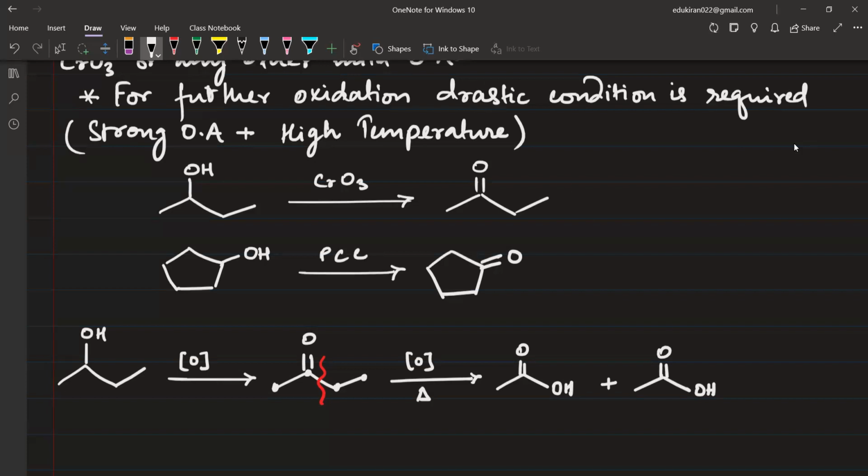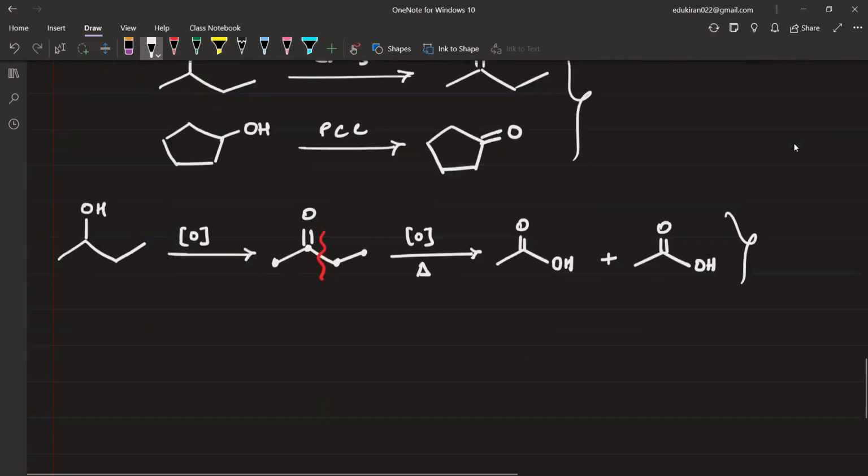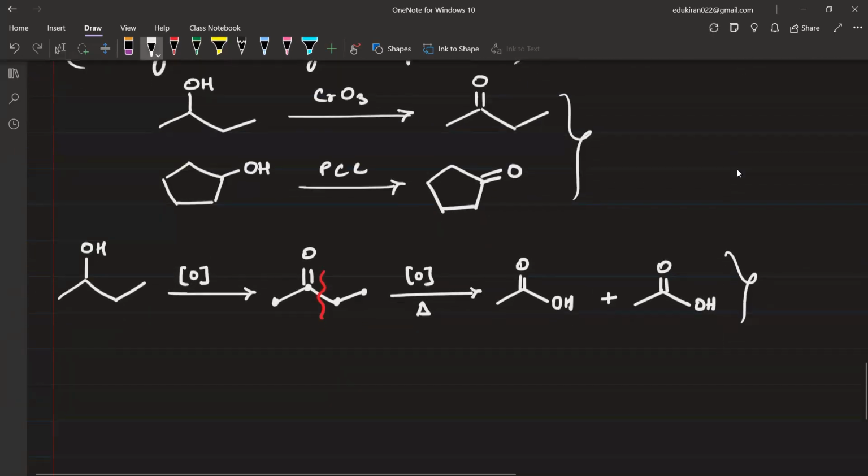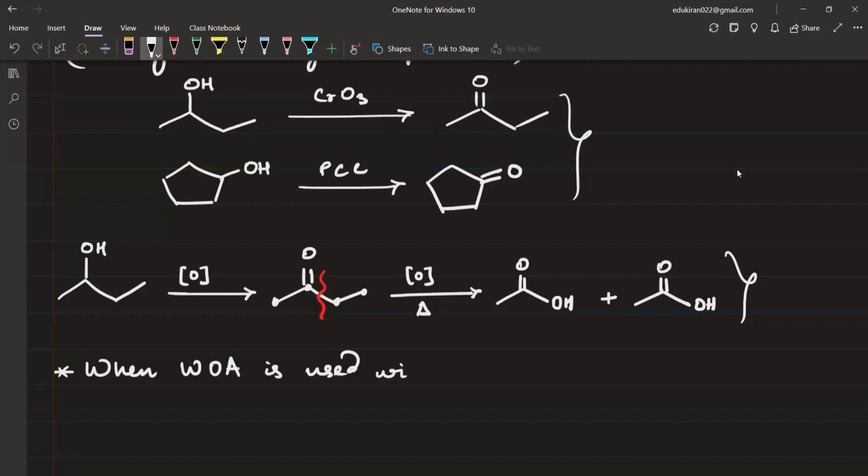If you see here, the number of carbon atoms are same, right? But if you see here, the number of carbon atoms are decreased. So you will write another point. When weak oxidizing agent is used with 2-degree alcohols, it gives ketone with same number of carbon atoms.